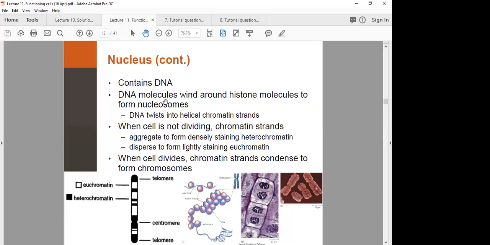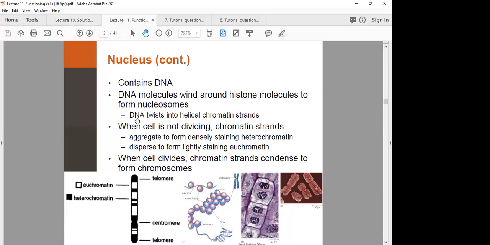DNA molecules are found in the nucleus, wound around proteins called histones. And when the DNA winds around these histone proteins, it forms what are called nucleosomes. Let's look at that. Here we have in blue the strand of DNA winding around these histone proteins, and here we have what's called a nucleosome.